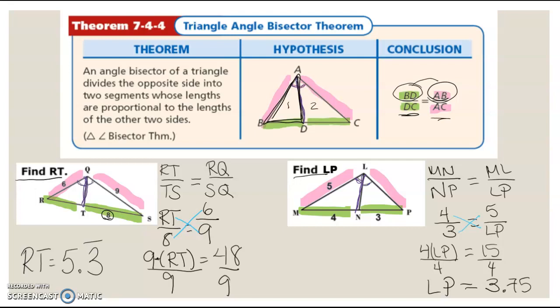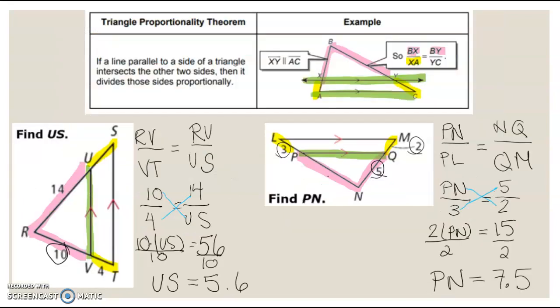Okay. The same idea was with the other one as well. Make sure you're looking at the same sides. BX and XA were on the same side of the triangle, which is why one was over top of the other. BY and YC were on the same side of the triangle, which is why those two are over top of one another. So make sure your proportions make sense logically and they are lined up.